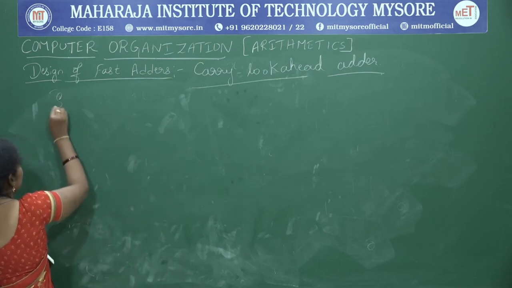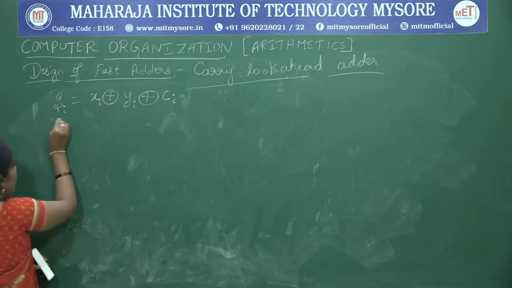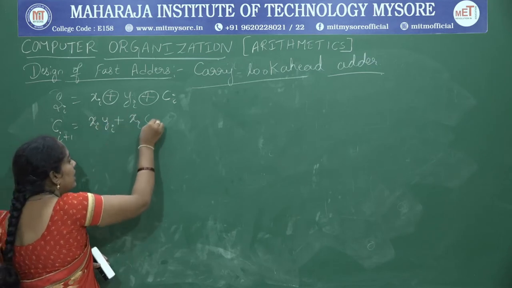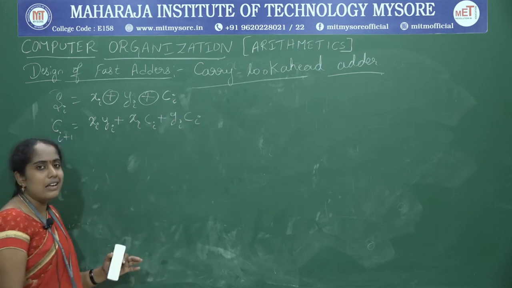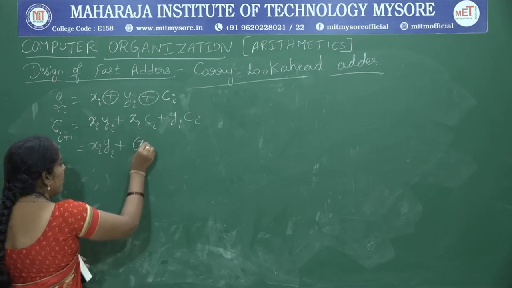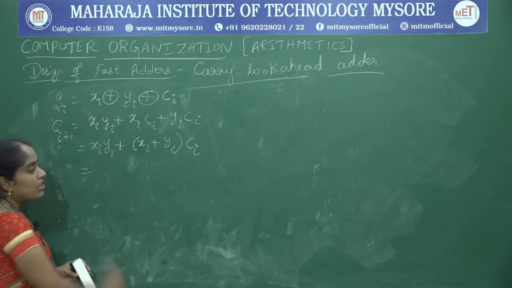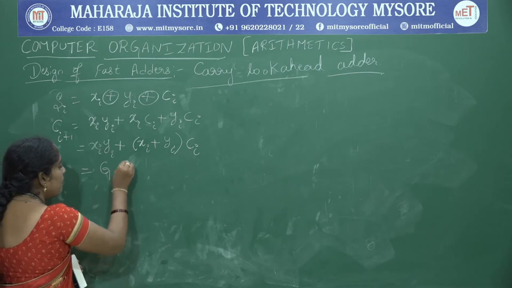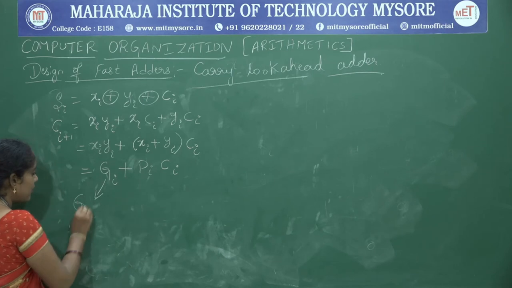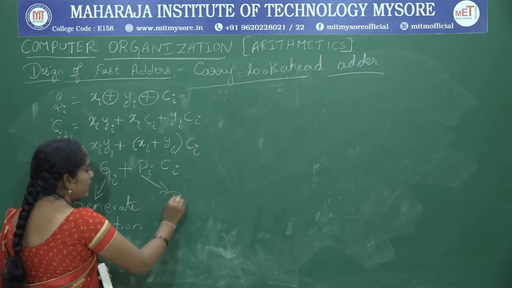Okay. So here the sum is, as we know, Xi XOR Yi XOR Ci, right? And the carry Ci plus 1 is equal to Xi Yi plus Xi Ci plus Yi Ci, right? You can rewrite this formula as Xi Yi plus, Ci is common here, take it out, Xi plus Yi into Ci. Okay, so in the carry look ahead adder, this is Gi plus Pi Ci. So here Gi is nothing but the generate function, and Pi is the propagate function.